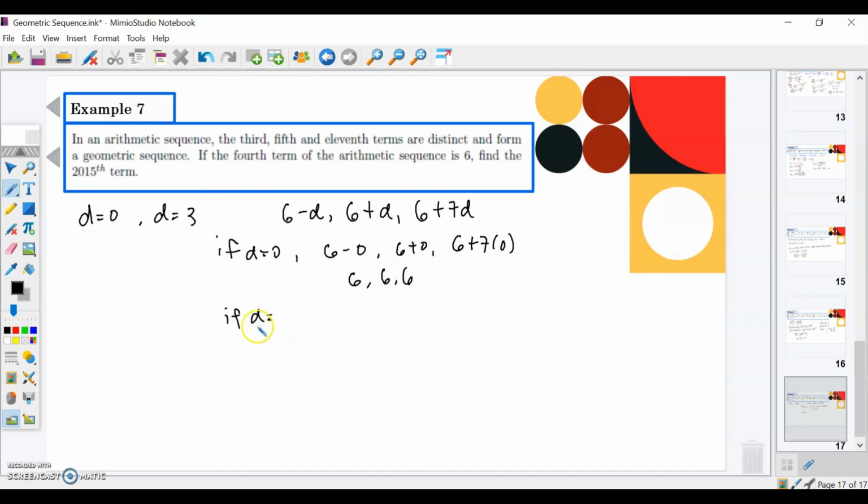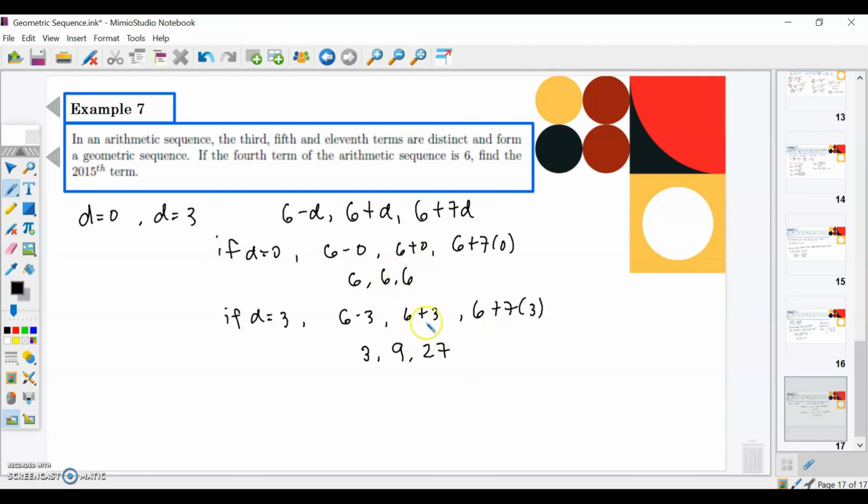Now, what about if we consider d to be equal to 3? Then we will have the sequence which has the terms 6 minus 3, 6 plus 3, and 6 plus 7 times 3. 6 minus 3 will give us 3. 6 plus 3 will give us 9. 6 plus 7 times 3 will give us 21 plus 6, so that's 27. Now, since we have two values for d, and when we try to replace them on the terms of our sequence, it gave us two different sequences.